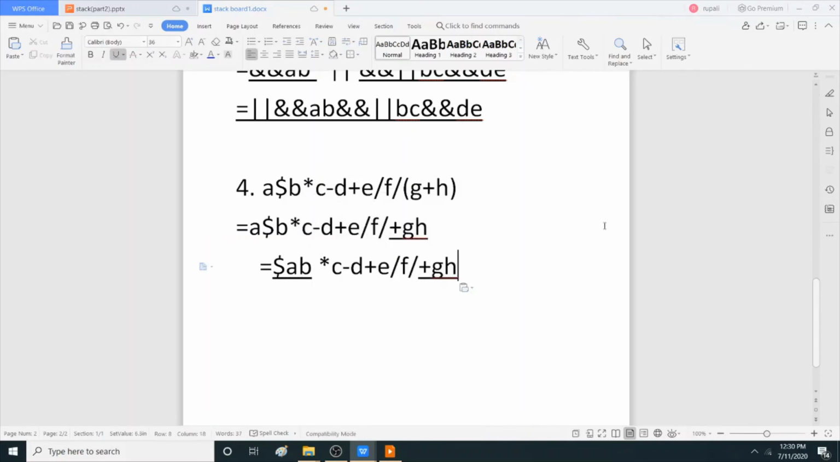Okay, now next it comes what? Into and by have same priority, but from the left hand side this into comes first. So first you have to write this into, then $AB, and then this C, and then underline this. After that, just copy this thing.